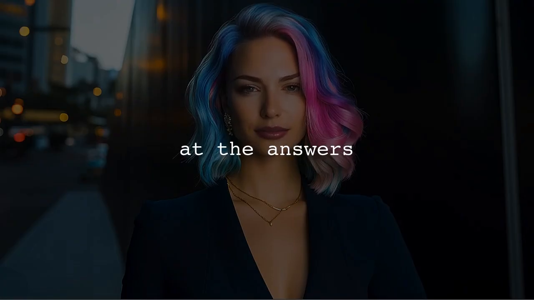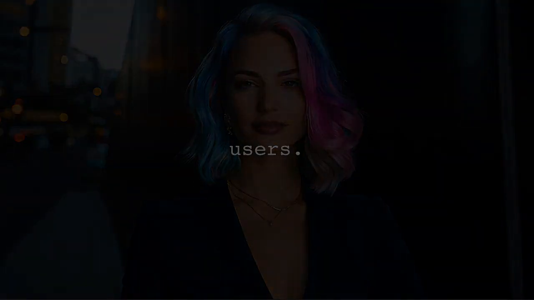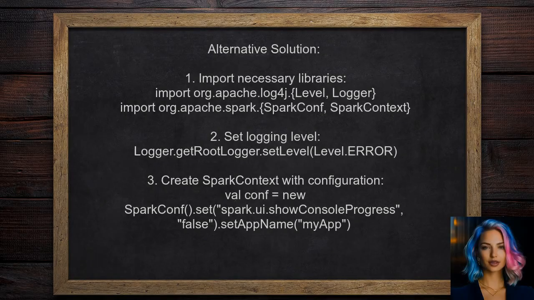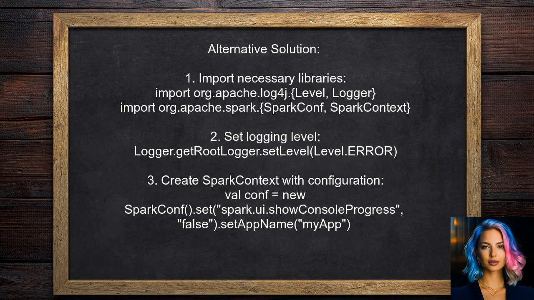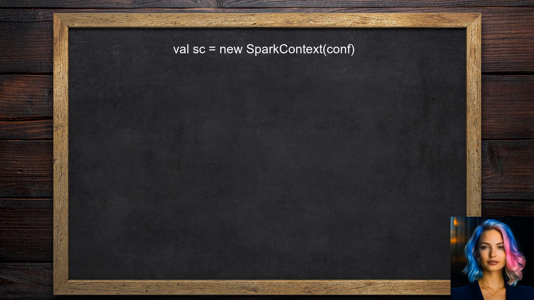Now, let's look at the answers provided by other users. One alternative solution to suppress the Stage 2 messages in Spark is to adjust the logging level when creating your Spark context. You can import the necessary libraries and set the logging level to error to disable info level logs. Additionally, you can configure Spark to hide console progress by setting spark.ui.showConsoleProgress to false.